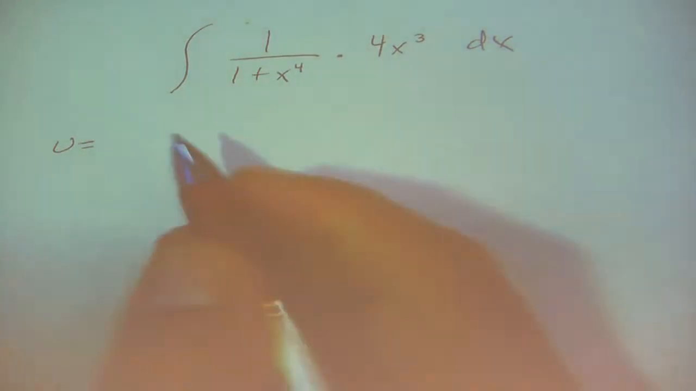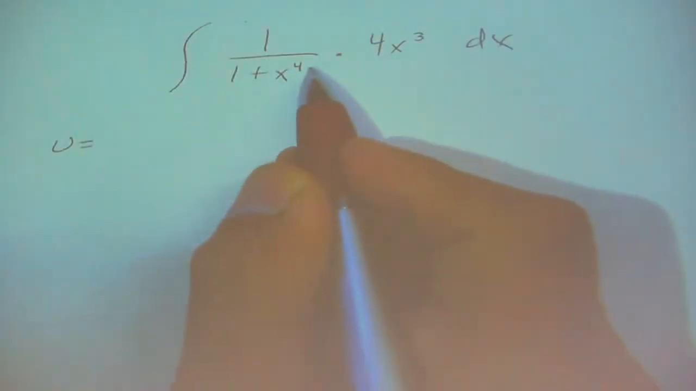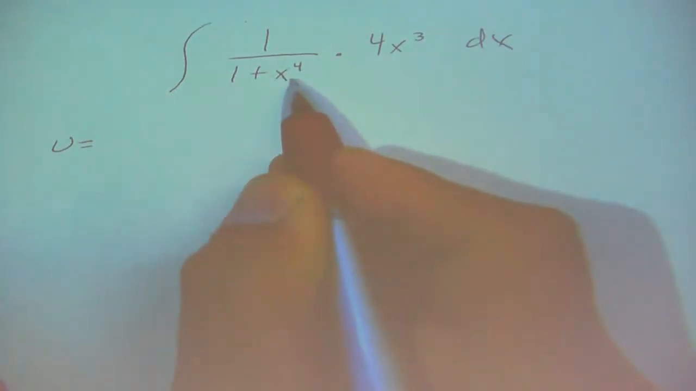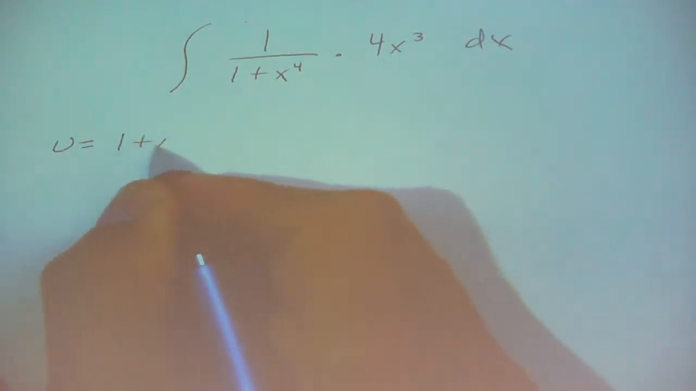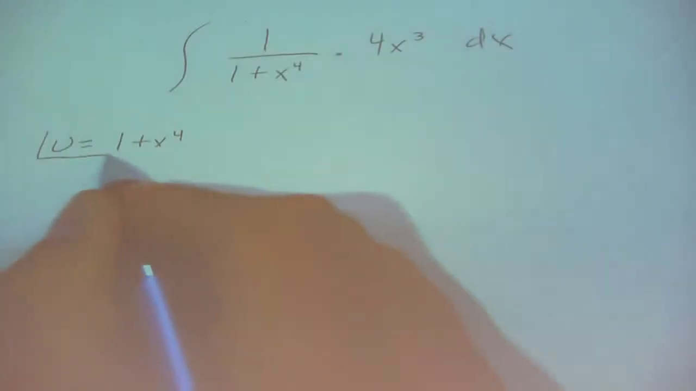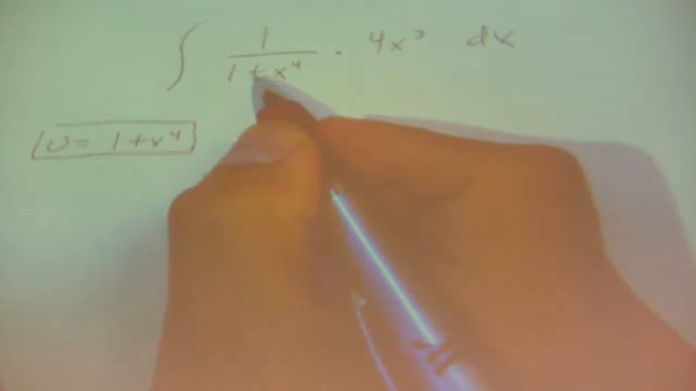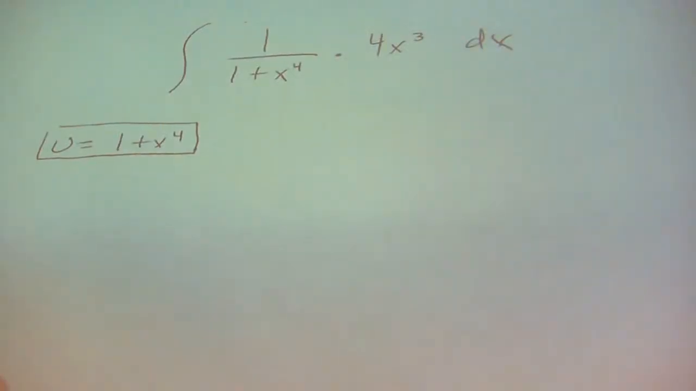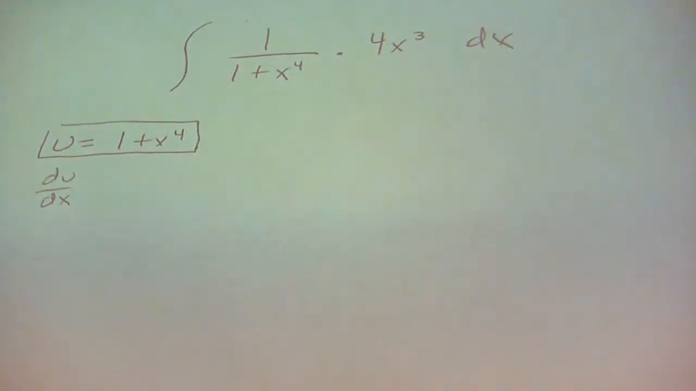What's u going to be? If I did x to the 4th, not a bad idea, but then you're going to have 1 plus u on the bottom. That doesn't make my life super easy. So what should u be? The entire bottom. Because then I'll have 1 over u. That's a lot easier to deal with. Now, I want you to do the next step. Take the derivative of u with respect to x, and then get dx by itself.